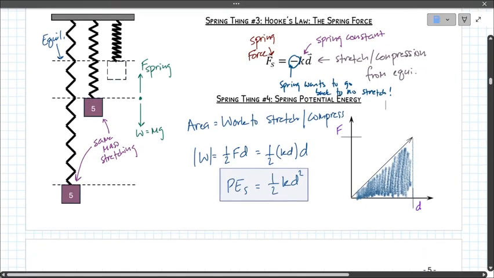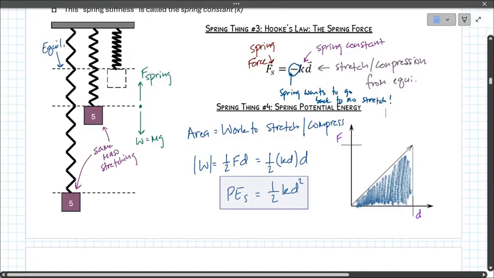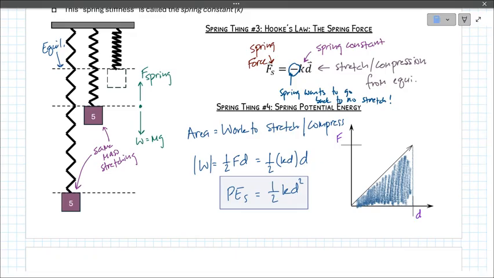Now, how much work is required? We can't use our F d cosine theta formula for the work because the force is not constant, because as we try and stretch it more and more, it's going to require more and more force. It's a variable force. But we do get a graph that looks like this when we graph the force versus displacement. So we don't see a constant force, which would look like this, but we do see a varying force that is nice and linear, however.